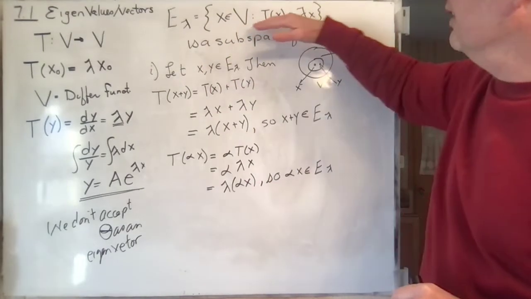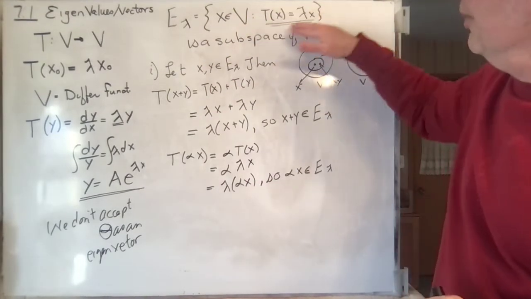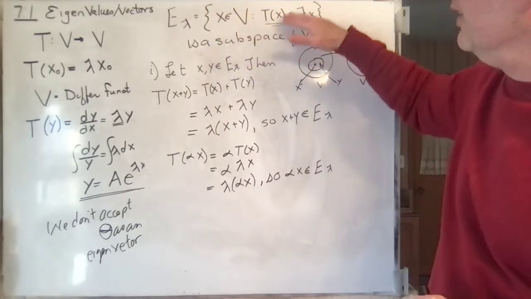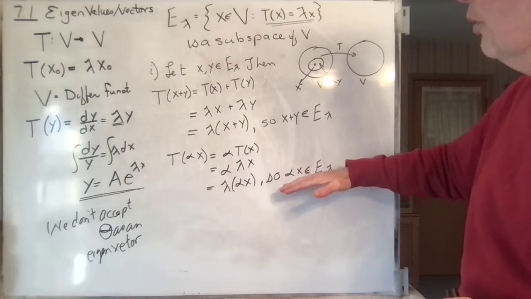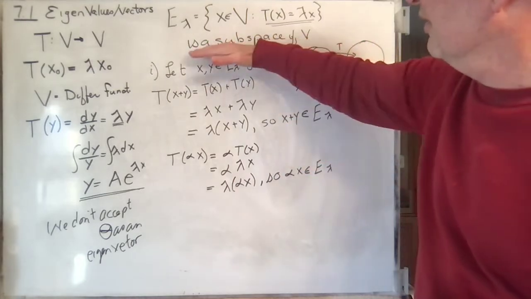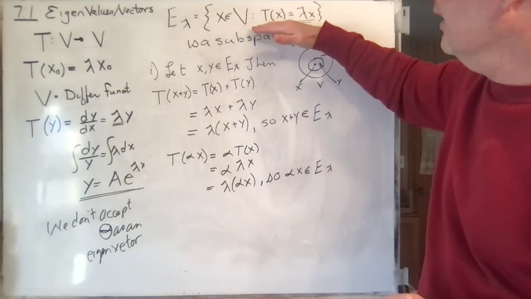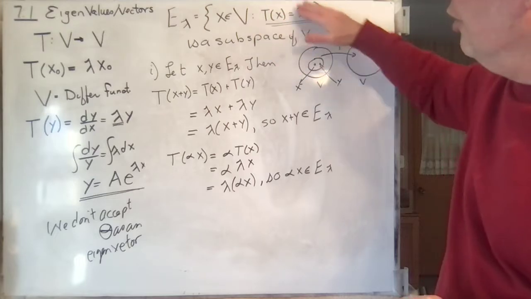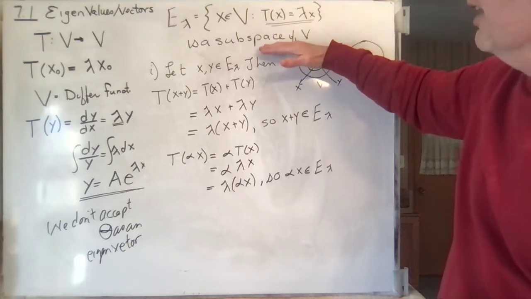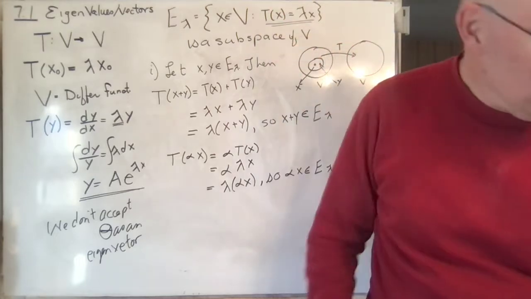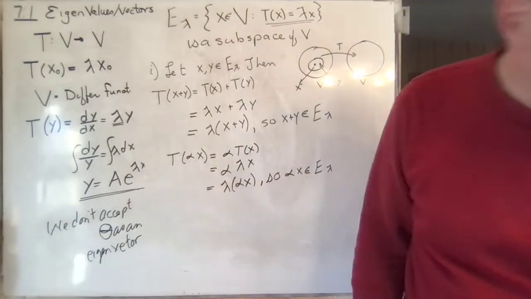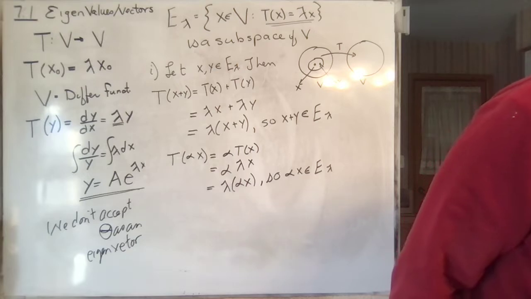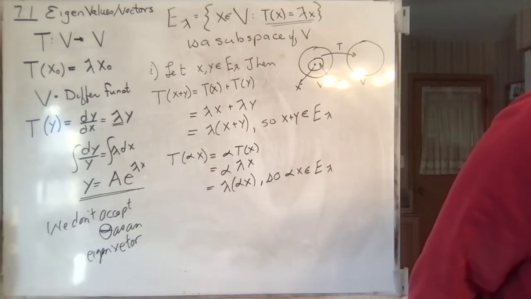Even though we're not calling 0 an eigenvector, it still is part of this space because the 0 vector is part of every space. So anyway, given any eigenvalue, the collection of all the vectors that are associated with that eigenvalue form a subspace. Okay, so that's what we showed in theorem 716. Okay, that's 716.